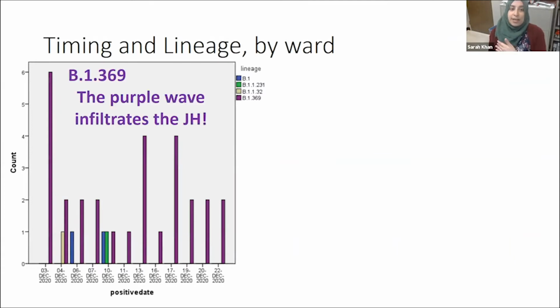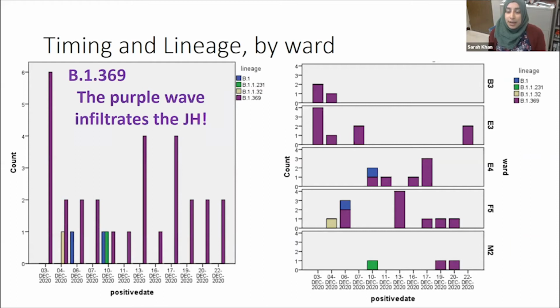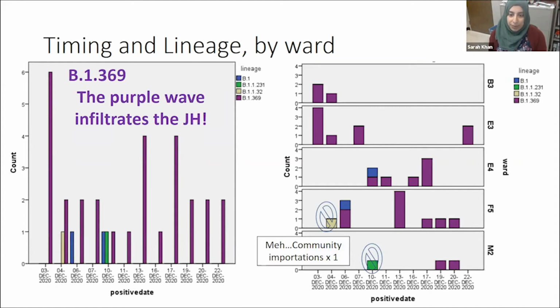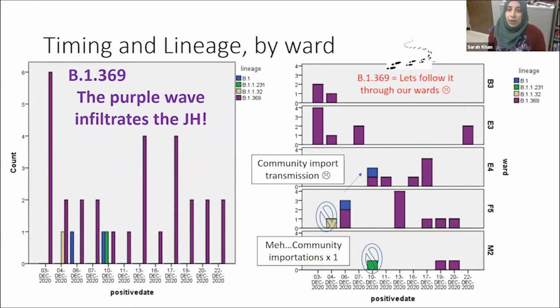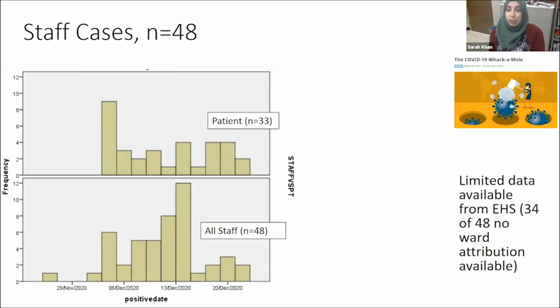So this purple wave that went through the JH, again, just to see the breakdown of where that occurred, it really was throughout all of our wards. And again, with the focus being on the E and F wards mainly. And again, as I said before, there were a couple of other strains that were found. Those were likely just community importations and not really the big culprits that we saw. This one, the blue strain in here, B1, was likely a community import, but clearly did have transmission occur ward to ward. But what I'll focus on is the B1369 and show you how it went through and trekked through our wards.